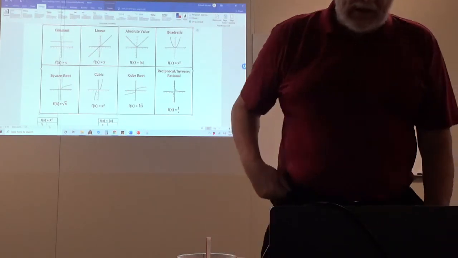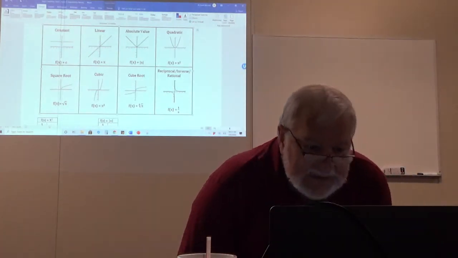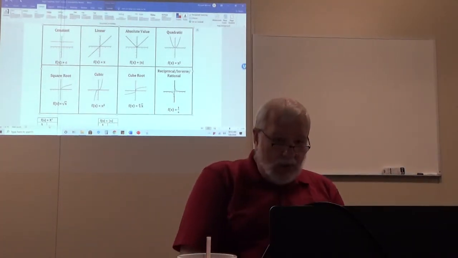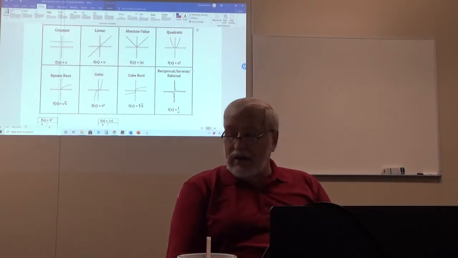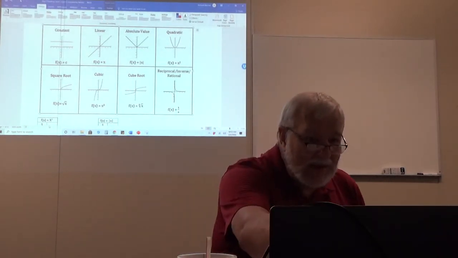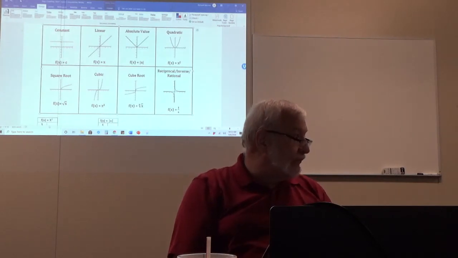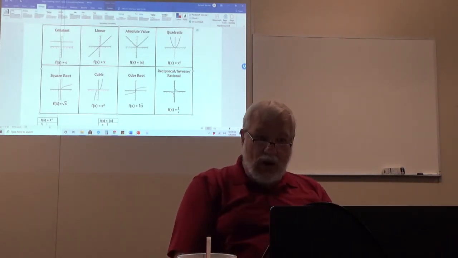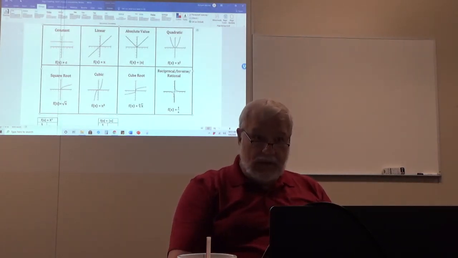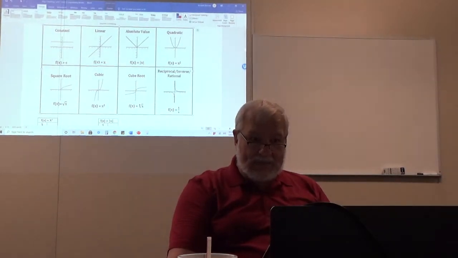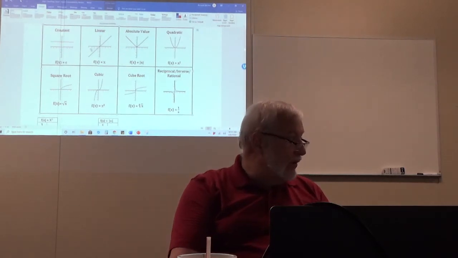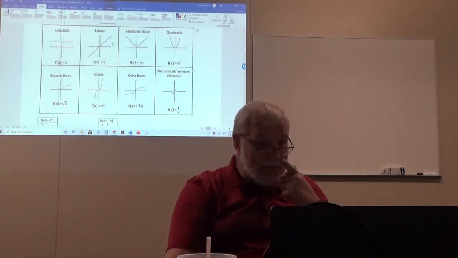All right, so that's now constant. So now linear is y equals x. Now, y equals x, when x is 0, y is 0. What happens when x is 1? I'm here on the board here. What happens when x is 1? Y is 1. X is negative 4, y is negative 4. Okay, so that puts the graph here.